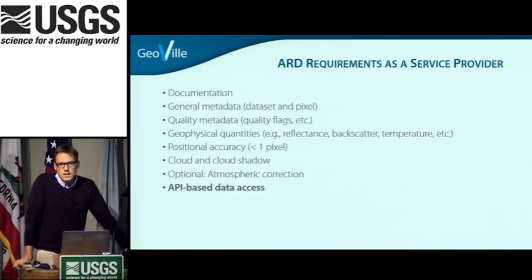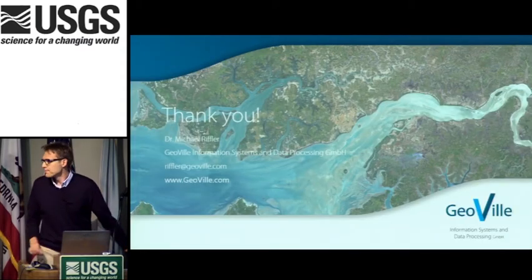And then also, for example, this atmospheric intercomparison experiment has shown that the results are quite different. And what is also very important for us, I would say, is API-based data access, so that we can have data access by the machines. Thank you for your attention.